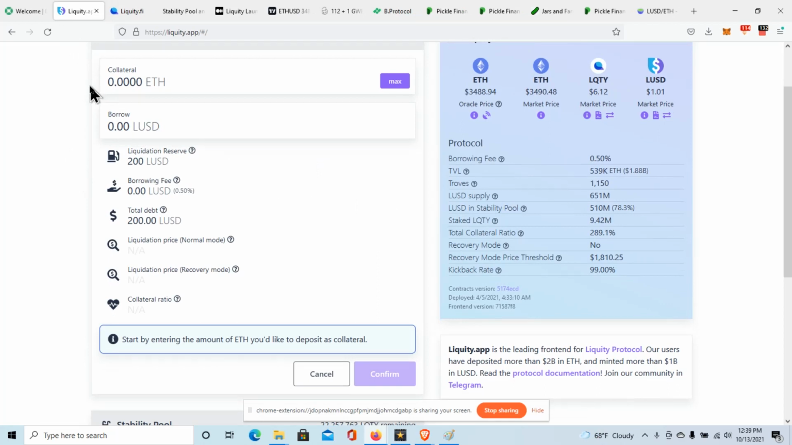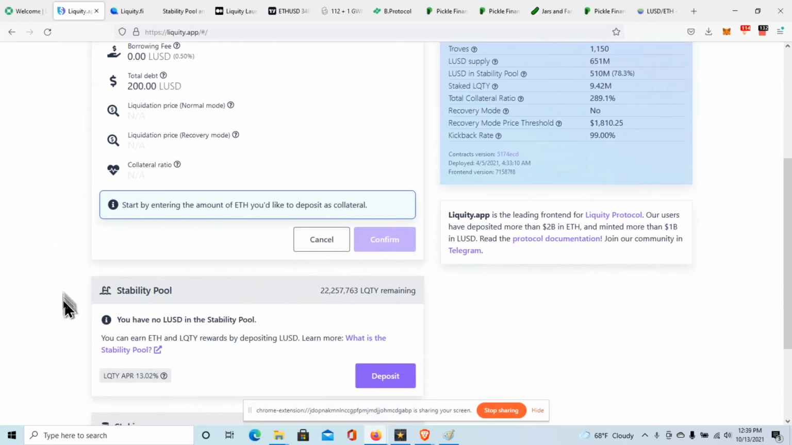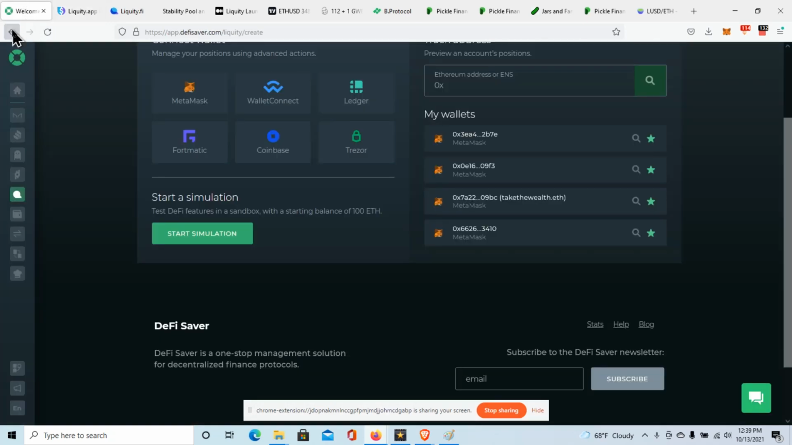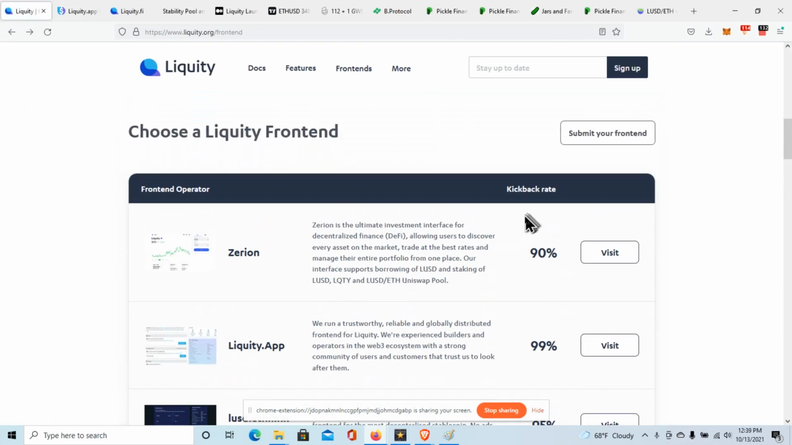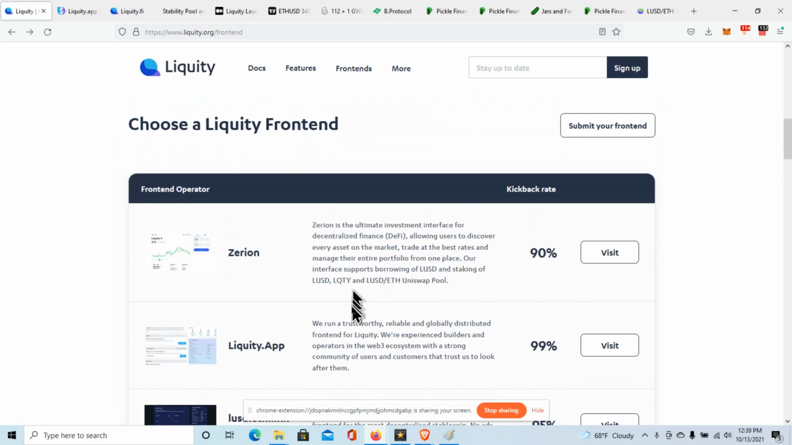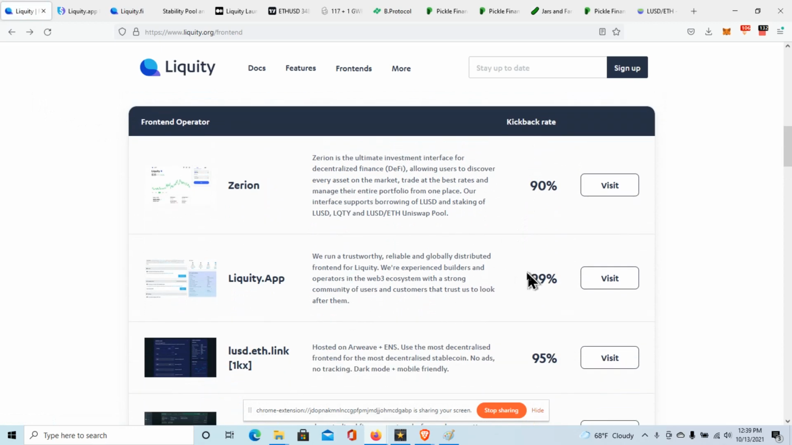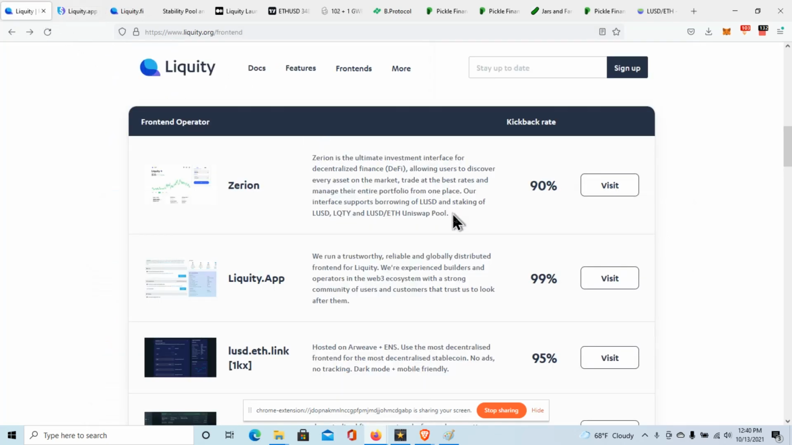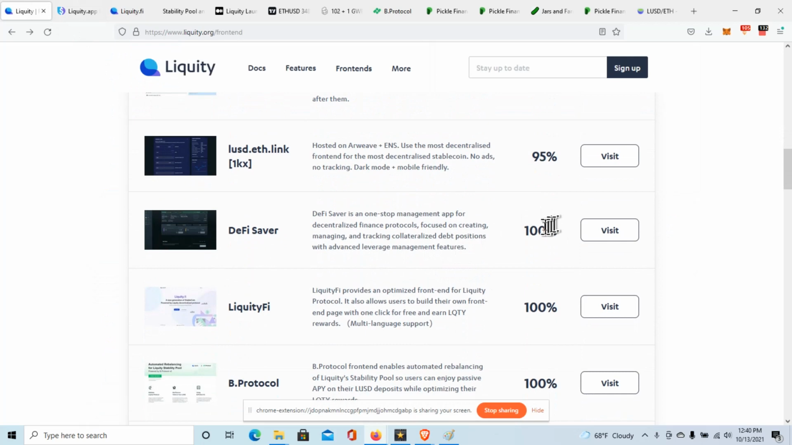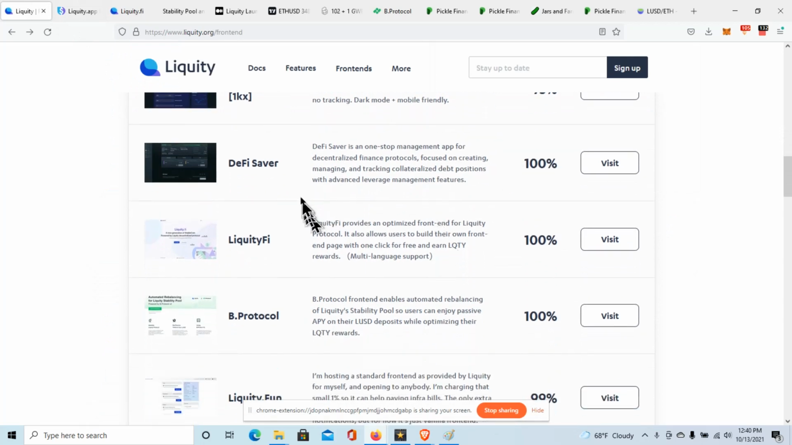So just to touch back on the stability pool and the Liquity APR you get, that's where this kickback comes in. So we're going to go back to the front ends, and this kickback is what they're talking about. So if Liquity app pays a 99% kickback rate, that means you get 99% of this Liquity APR, and the 1% goes to the Liquity app team. And the same thing with all these others. So the closer to 100% is what you want to go for, although some may have other fees tacked on. Just keep that in mind.